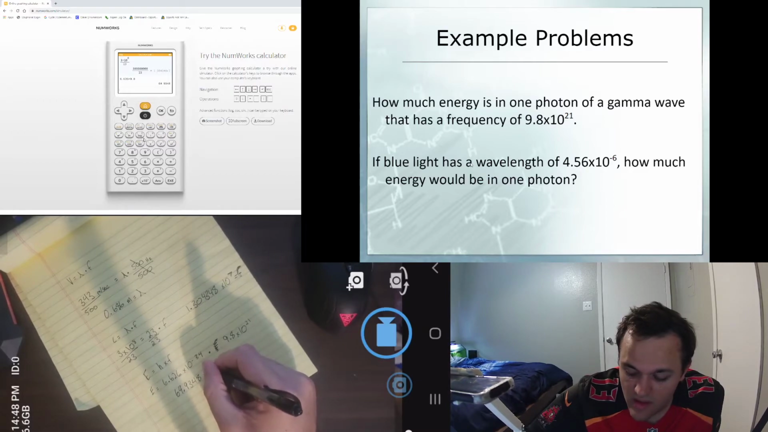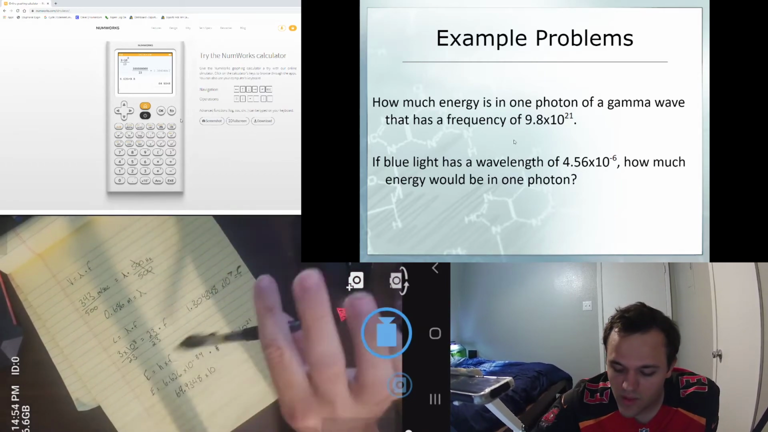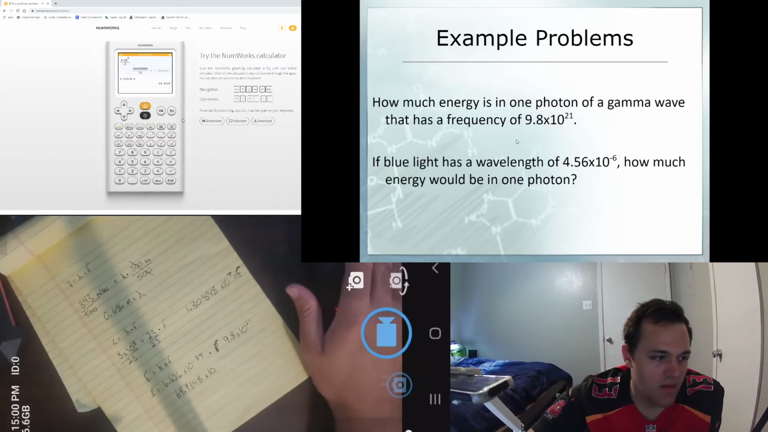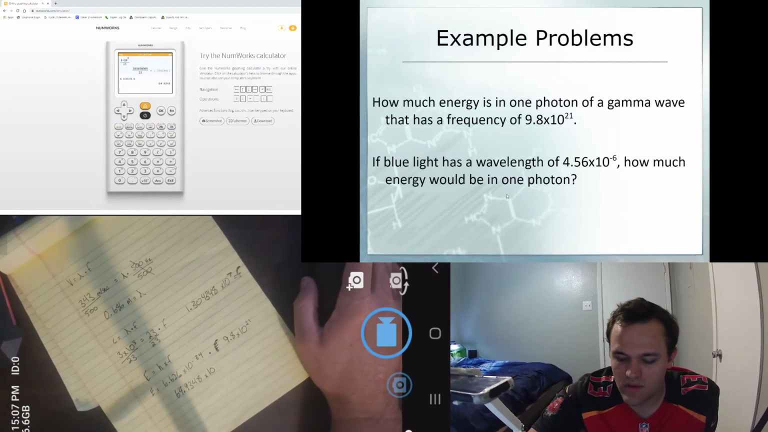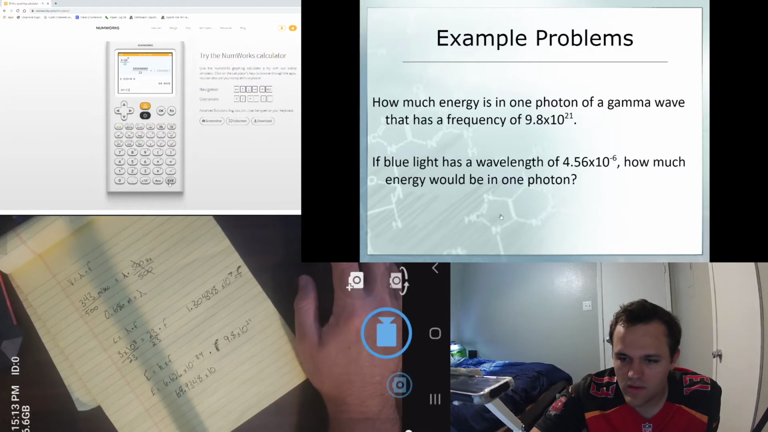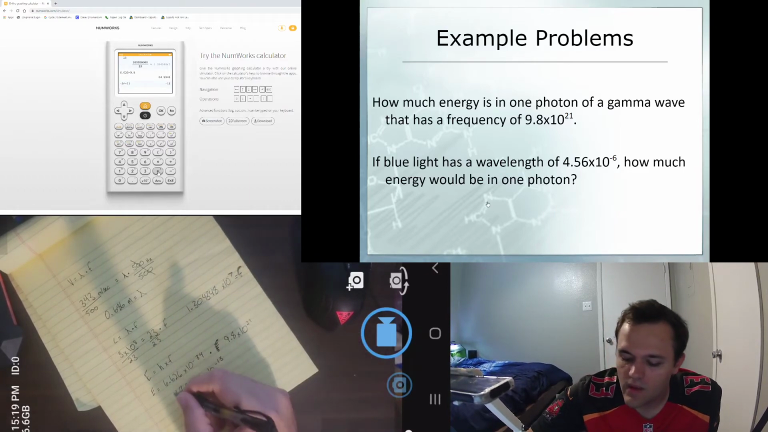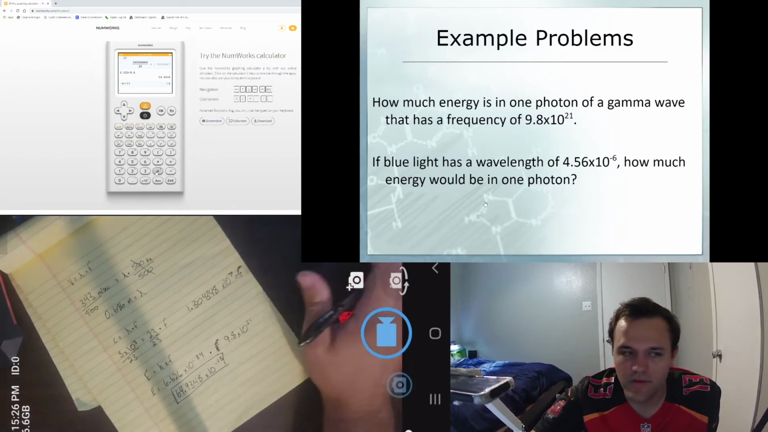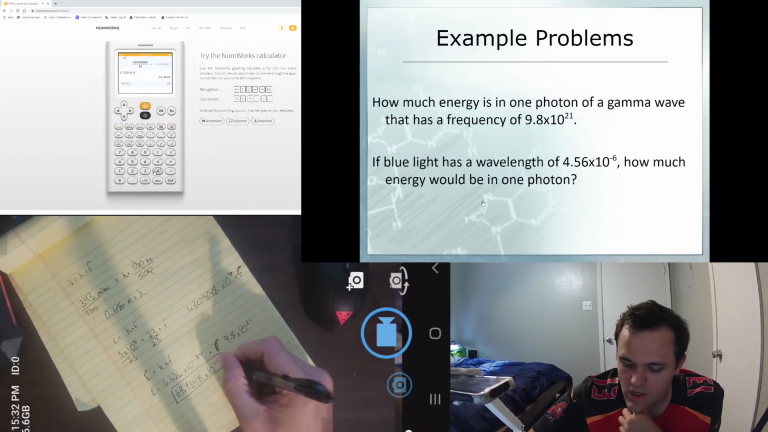And it's going to be times 10 to the power of something. And the way we find that power is if we are multiplying these two numbers together, we have got to add our exponents. So we're going to add the negative 34 and the 21 together, and that will be the exponent in our answer. So we're going to say negative 34 plus 21, and that is equal to negative 13. So this would be our answer for how much energy is in one photon of that gamma wave. And this is in joules, by the way, which is abbreviated as J.